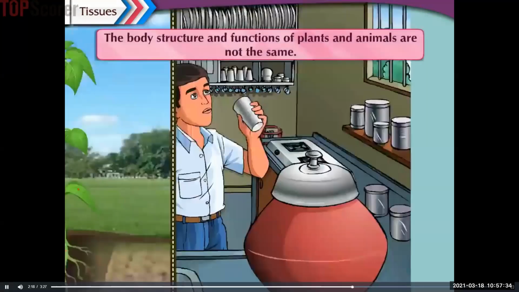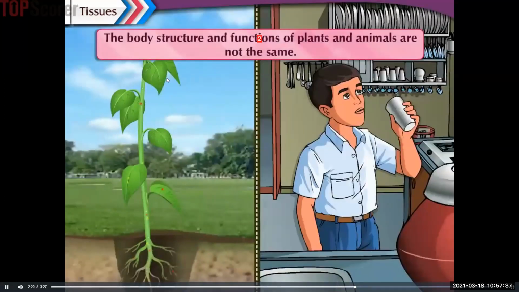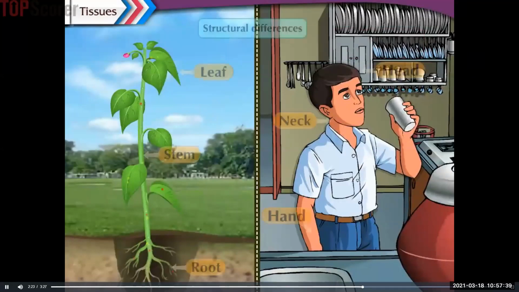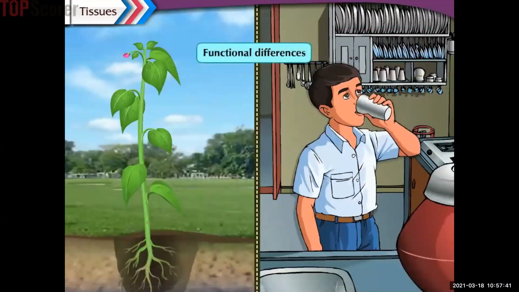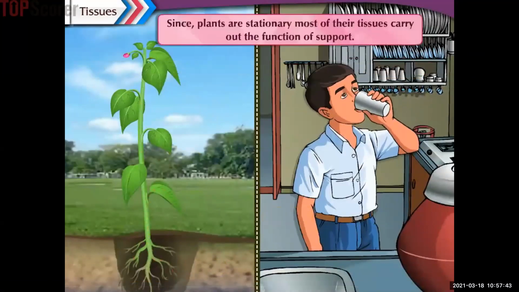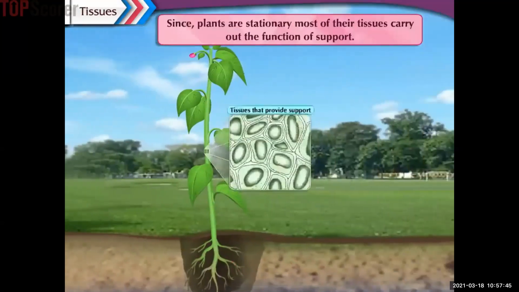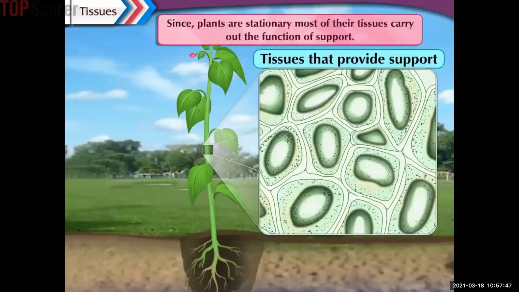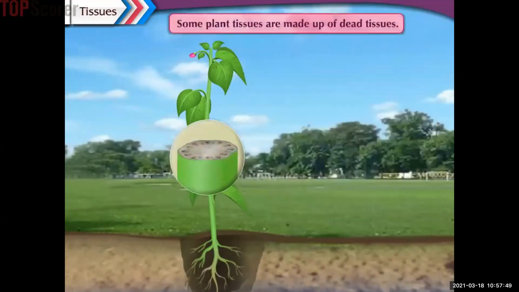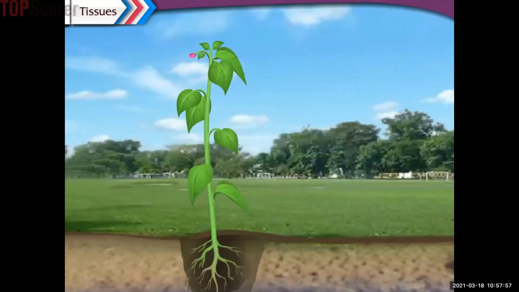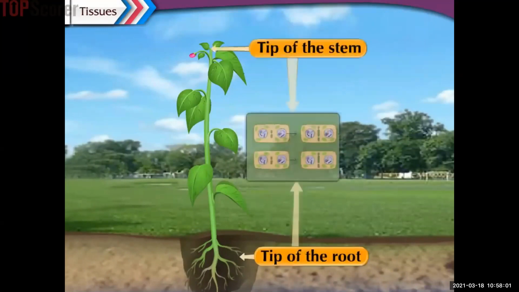The body structure and functions of plants and animals are not the same. There are structural and functional differences in them. Since plants are stationary, most of their tissues carry out the function of support. Some plant tissues are made up of dead tissues. Such tissues do not require much maintenance. Growth of the plant is restricted to the tips of the root and the stem, where dividing tissues are present.